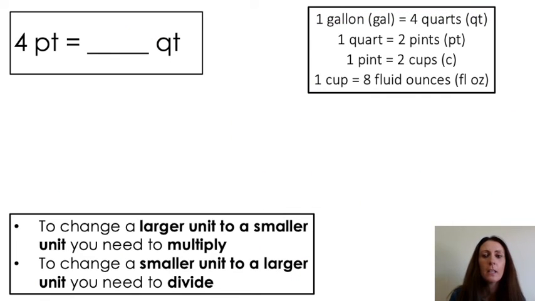All right, let's take a look at another example. I have up on the screen 4 pints equals blank quarts. The first thing I'm going to do is think, am I going from a larger unit to a smaller unit or a smaller unit to a larger unit? Take a minute, think about that. And then think about, what do I do after that?